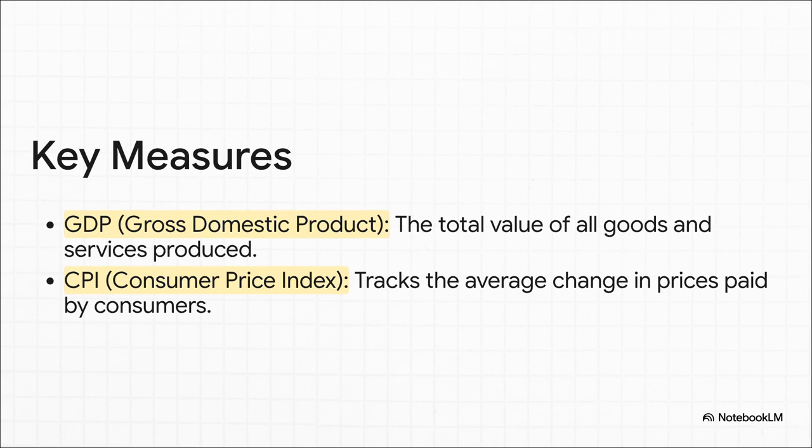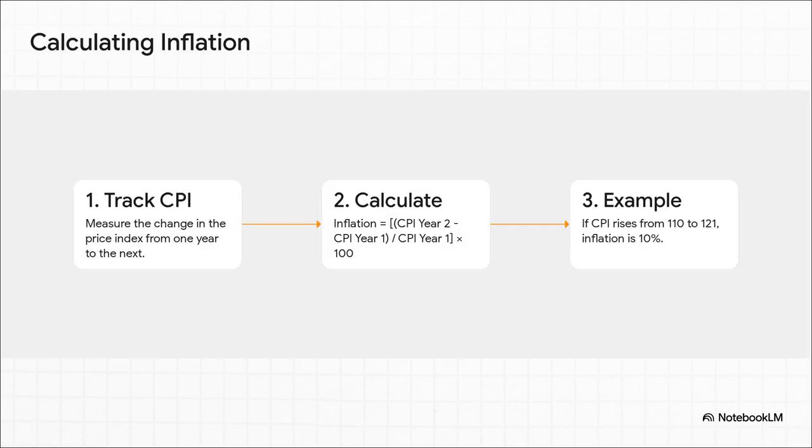GDP is that giant number that represents the value of absolutely everything produced in a country. And CPI, the Consumer Price Index, well, that's like sending someone to a supermarket every month with the exact same shopping list and just seeing how much the bill changes. It's how we track the cost of living. And check this out. This is how we get that inflation number you see on the news.